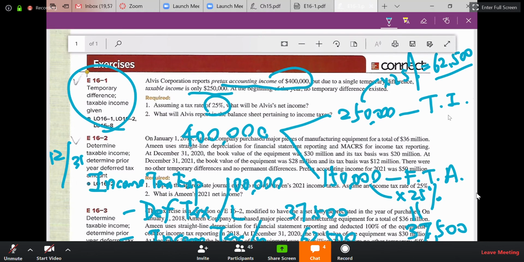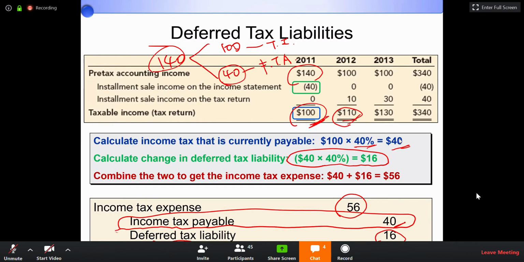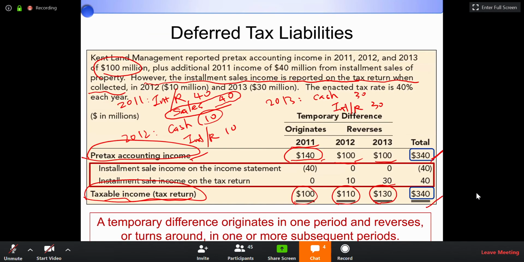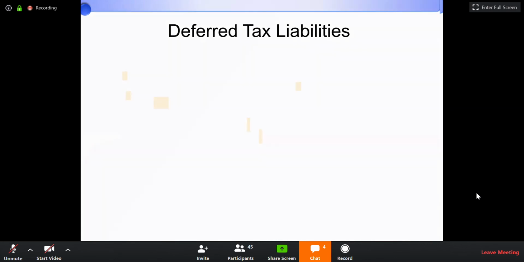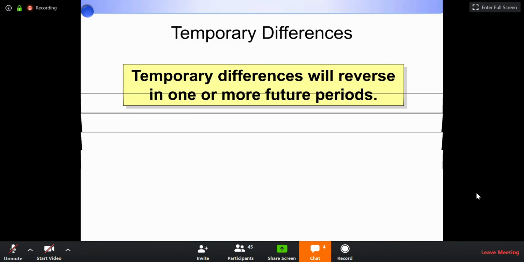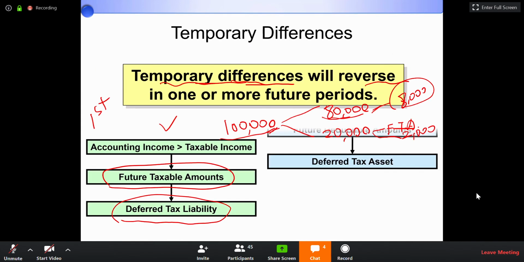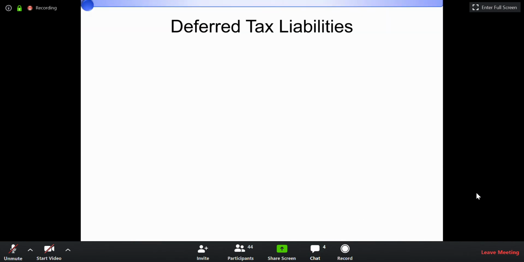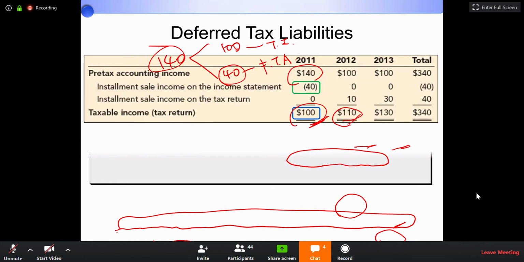Okay, so this is a very simple situation, just to give you a brief idea of what we talk about. Let me go back to the PowerPoint. Okay, temporary differences, right? That's what we talked about, and then we have these journals.